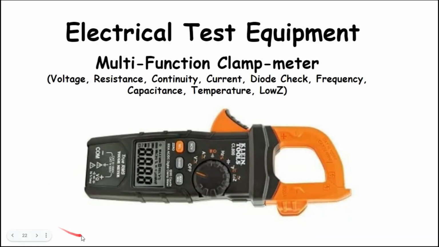Now, there's a minimum level of electrical troubleshooting equipment that technicians should possess out in the field. And one of those would be a multimeter that has different functions such as voltage, resistance, continuity, current, diode check, frequency, capacitance, temperature, and low Z. Low Z is just a feature that allows you to put a load on a circuit when you're testing for loose connections in power sources, in voltage sources, and that can come in very handy. I recommend that you get a meter that has low Z.